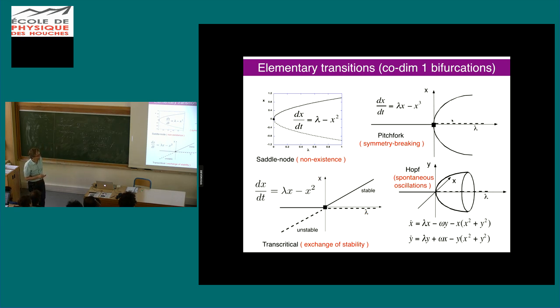But you see there are only 4. Now in applications, in climate models or whatever models they do, which one would I see the most? Who has an idea about this? Because all those things have physical meaning, right? This one means some kind of non-existence. This means symmetry breaking. This means what they call exchange of stability. These solutions exchange stability. And here you see there's spontaneous oscillations.